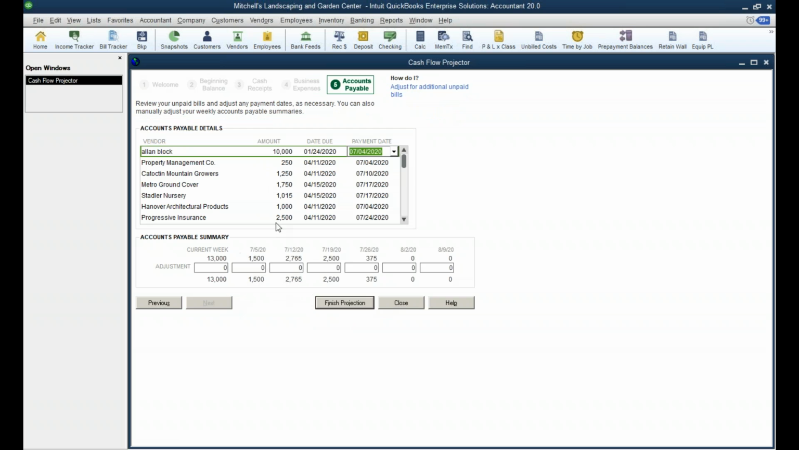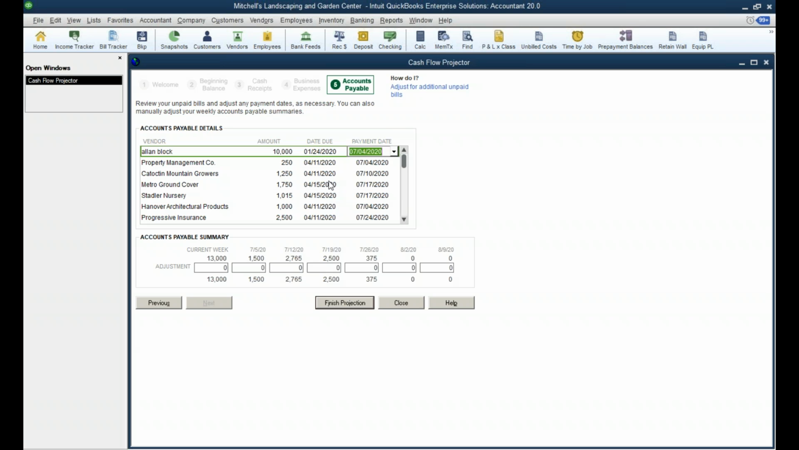So the next step then is we're going to take a look at the ones that are in your bills. This pulls straight from the bill. So the amount is from the bill, the due date is from the bill. Now you get to choose the payment date, but you don't get to choose the dollar amount. Now when you actually go to pay the bills, so maybe for Allen Block, I want to pay 5,000 instead of 10. When I'm actually going to pay them, I could. So maybe you make that adjustment down here.